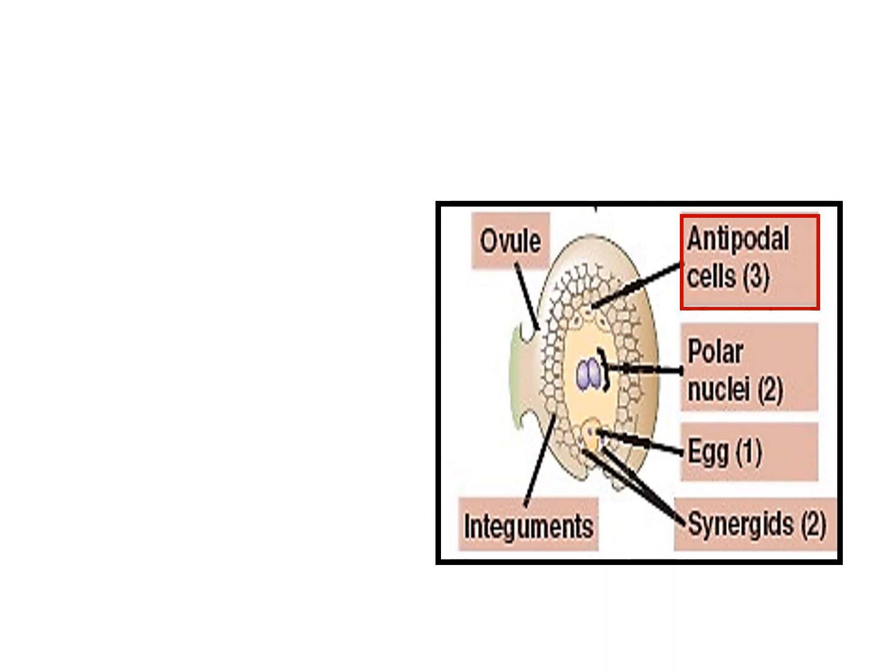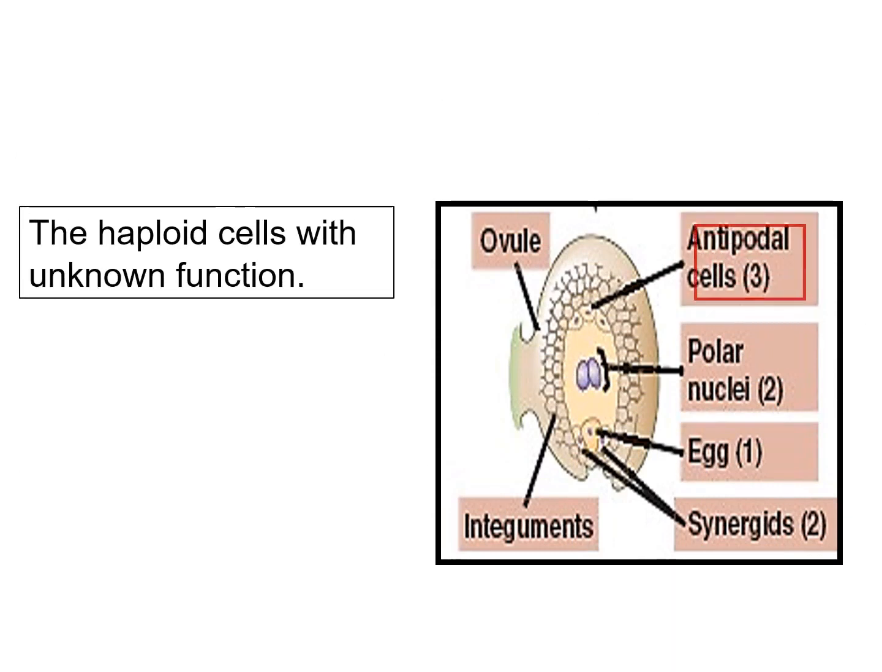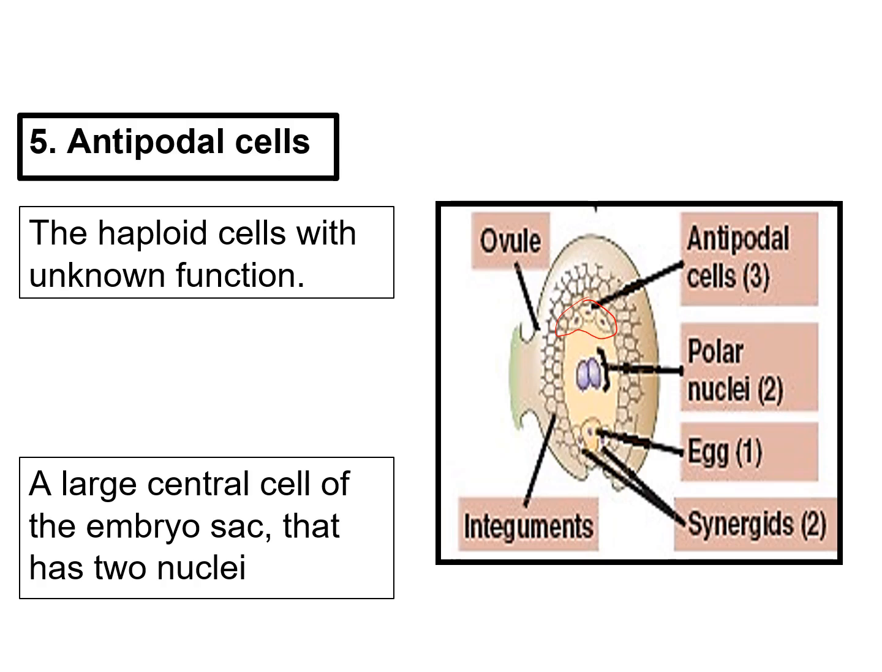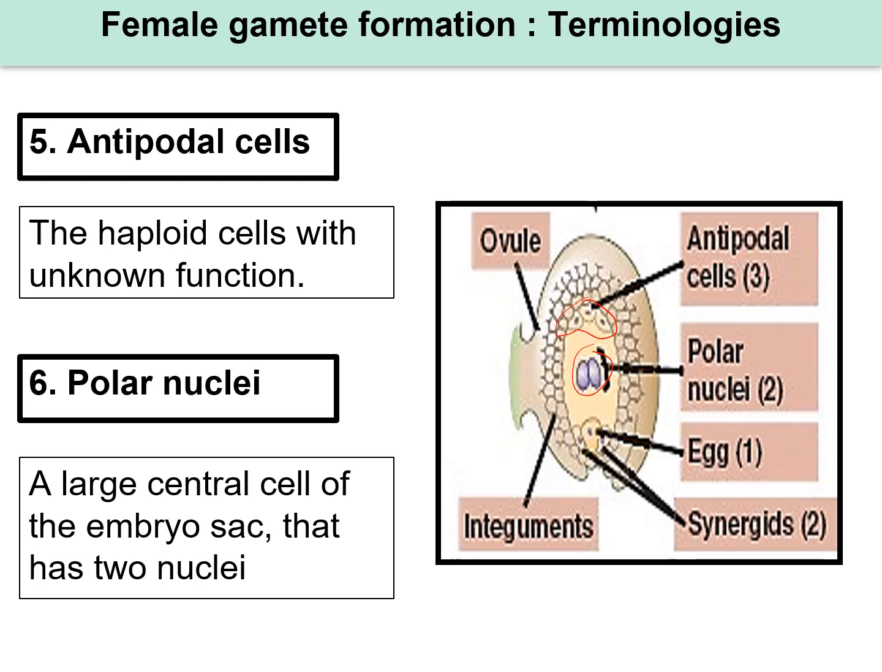Antipodal cells have an unknown function. The antipodal cells are at one end of the embryo sac. And then in the middle of the embryo sac is the polar nuclei. The polar nuclei has two nuclei. It is a large central cell of the embryo sac.